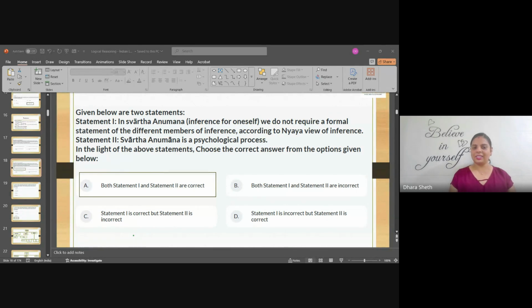Even if you do not understand, when it says that we do not require a formal statement or a formal inference and it is psychological, these are the two properties of Swarth Anuman. Clear with this question? Next question.